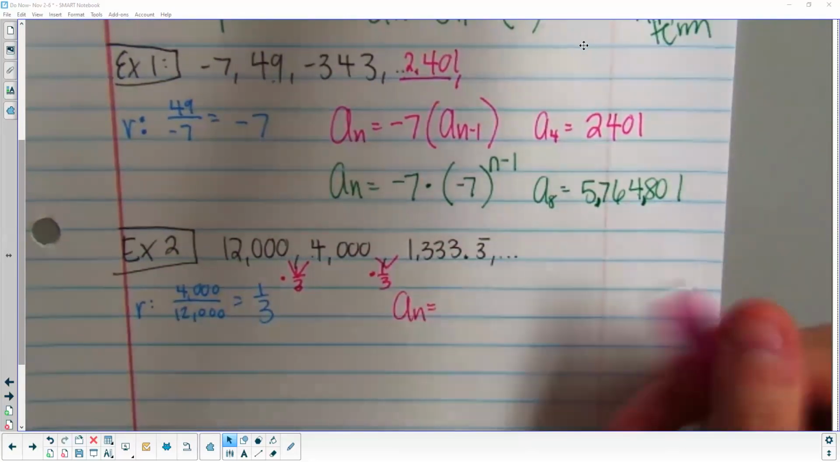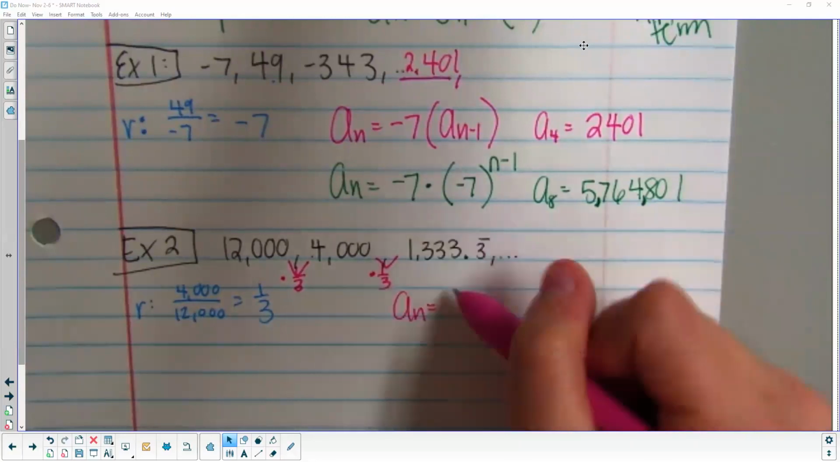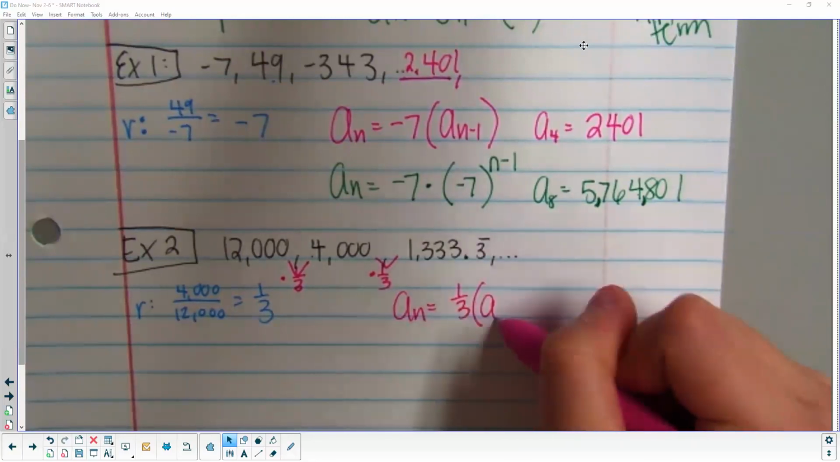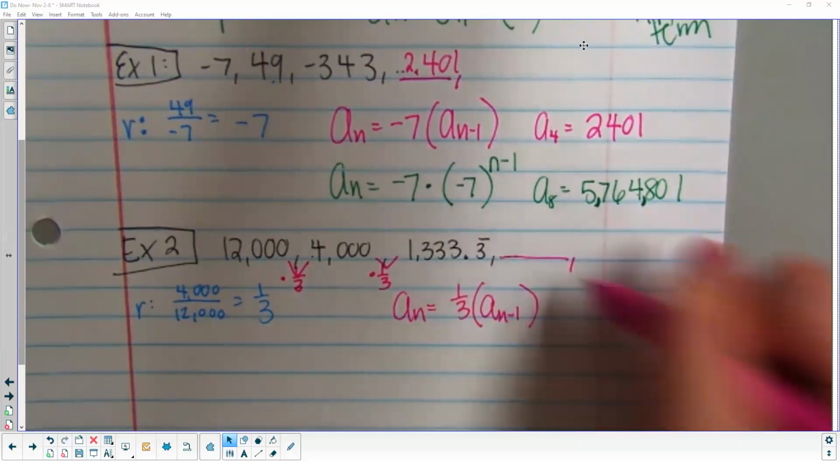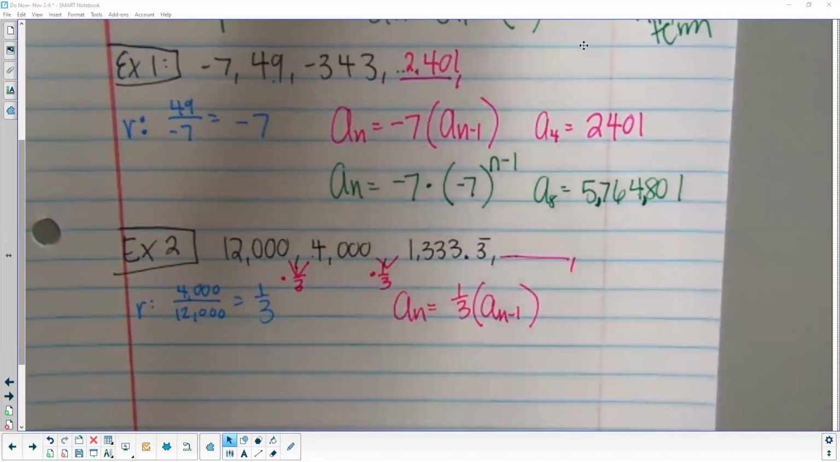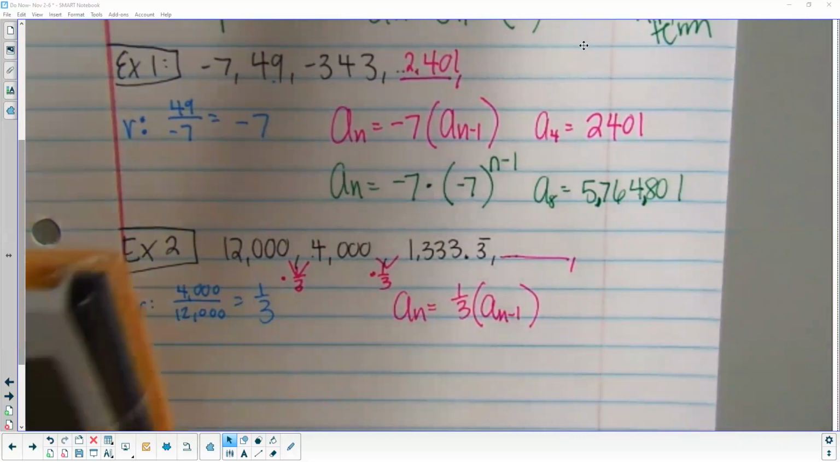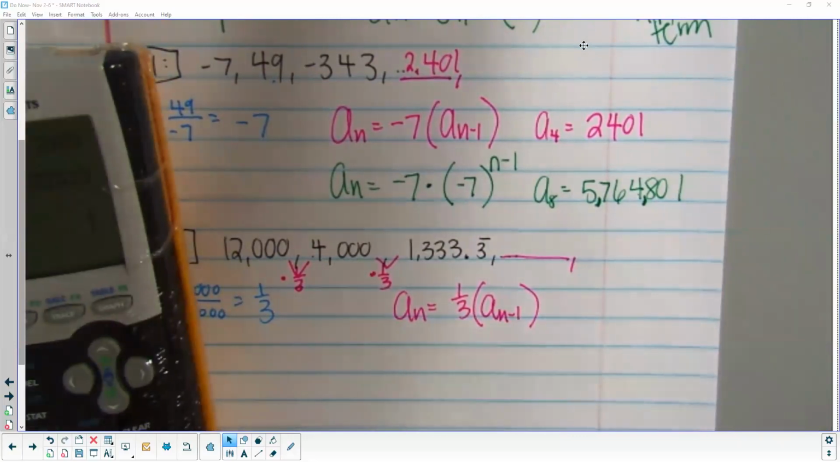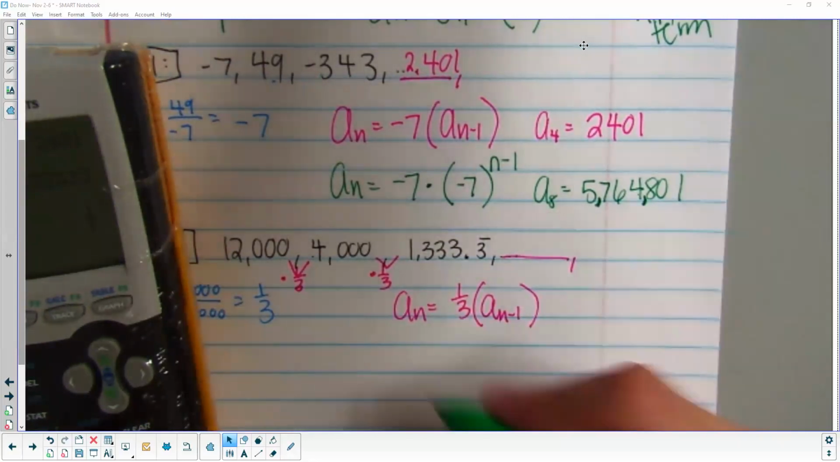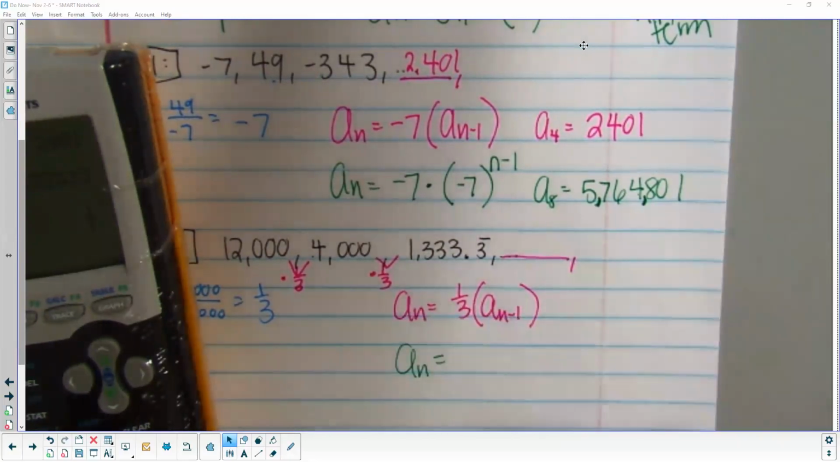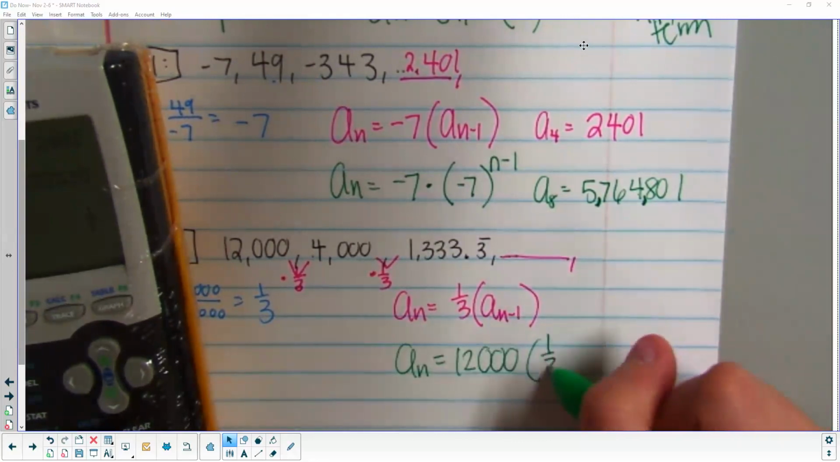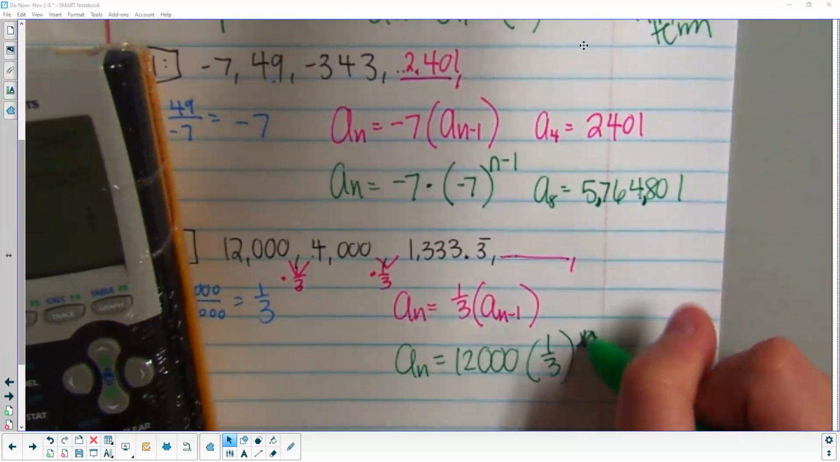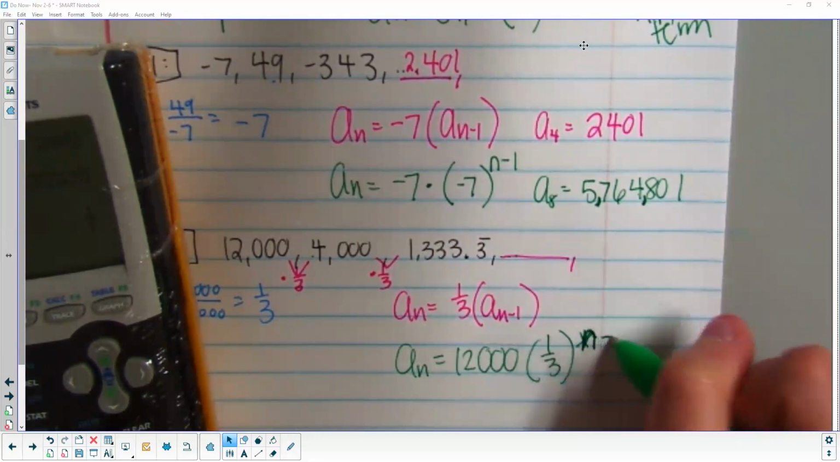So let's find the recursive rule for this. A sub n is equal to my ratio, 1/3, times my previous term. Now, just for fun, let's find the next term. You could take my explicit rule for that. Let's use that. A sub n is equal to my first term, 12,000, times 1/3 to the n, missing from not x, minus 1 power.